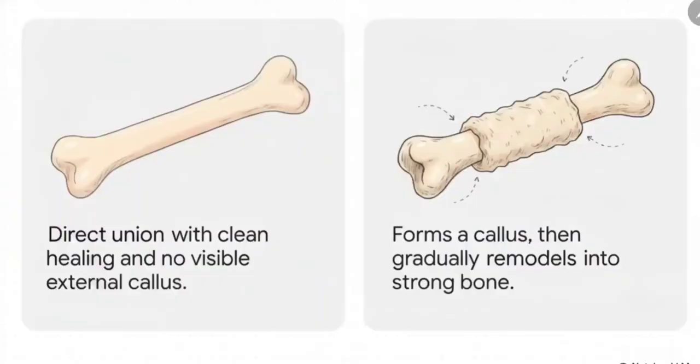Moving to step 4, the biological healing response. So how does the body react to all this? Well, your choice of device completely dictates the biological roadmap. If you choose a rigid plate for absolute stability, the bone heals directly. Clean union, zero visible callus. But if you go with a flexible system, the body detects that micromotion and says, hey, I need to build a bridge. It forms a protective callus and then gradually remodels it right into strong bone.